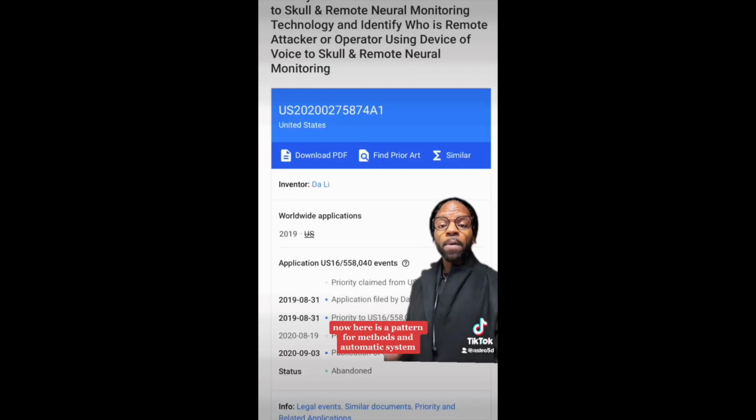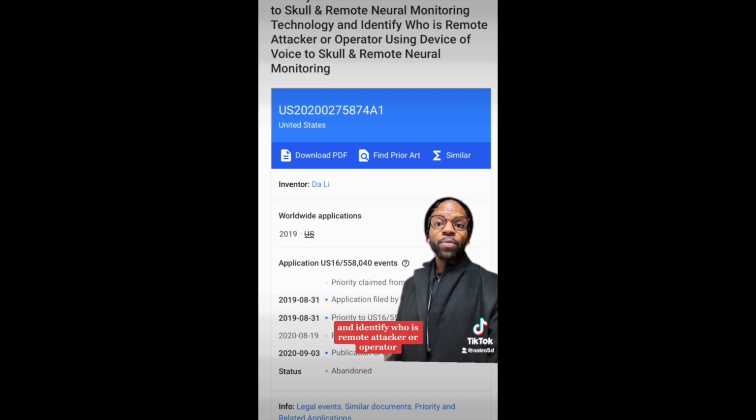Now here is a patent for methods and automatic system to identify who is a victim of voice-to-skull and remote neuromonitoring technology, and identify who is remote attacker or operator using device of voice-to-skull and remote neuromonitoring. That was in 2019. Okay, so let me give you an example really fast. Let's say that you and your friend are hanging out and you both realize that you forgot to pay your phone bill, so your phones are turned off. And then you guys happen to go to the cell phone store to pay your bill. Your friend left their wallet at home, so you're the only one that's able to pay your bill.